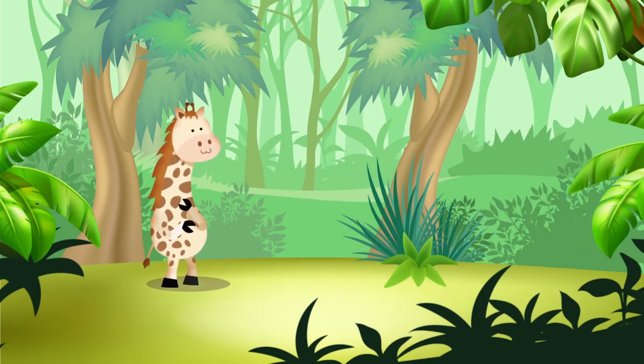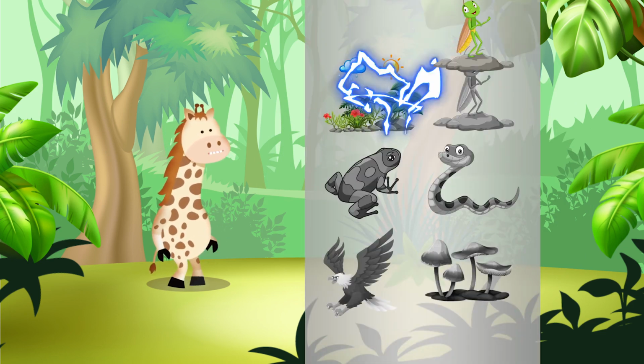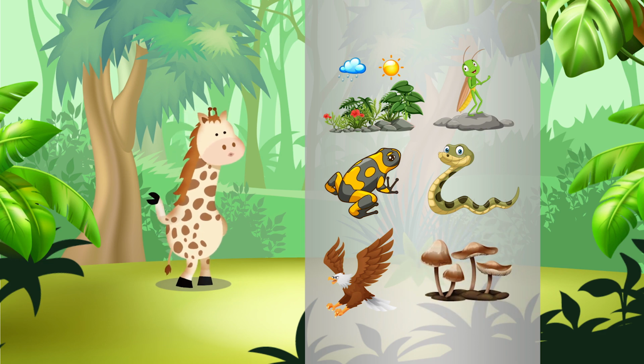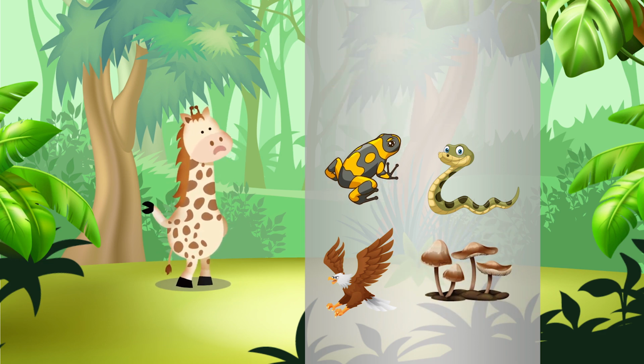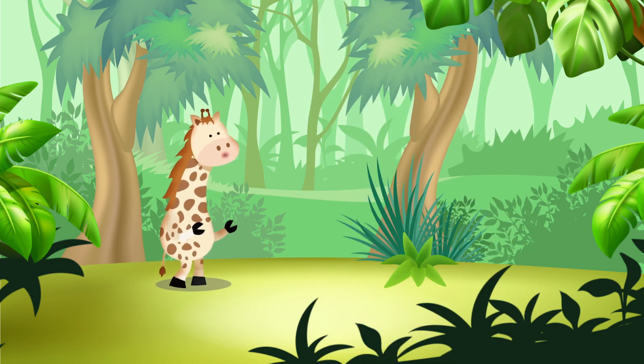By understanding food chains, we can appreciate the delicate balance of our environment and learn how each living thing plays a vital role. So, get ready to explore the exciting journey of energy flow from producers to consumers and discover the importance of maintaining a healthy ecosystem. Let's embark on this learning adventure together.